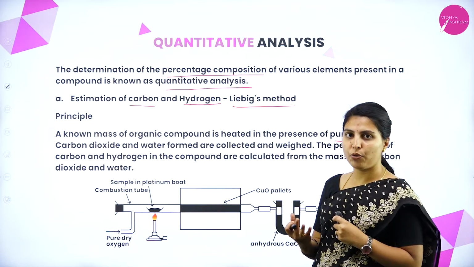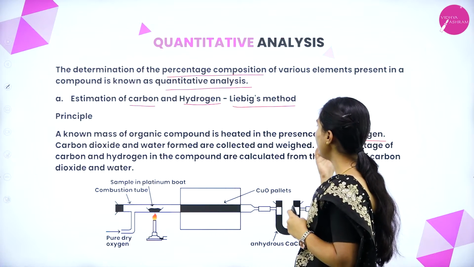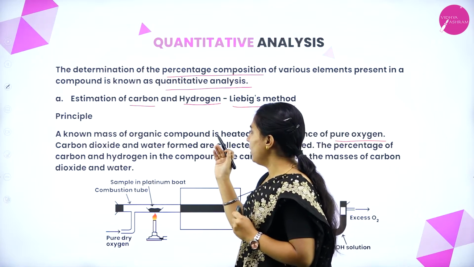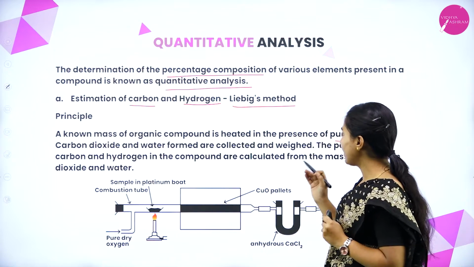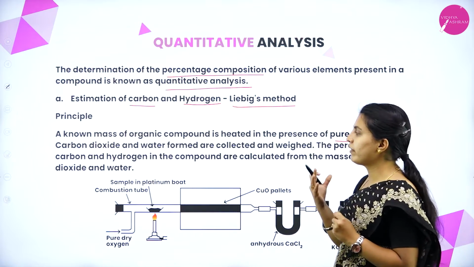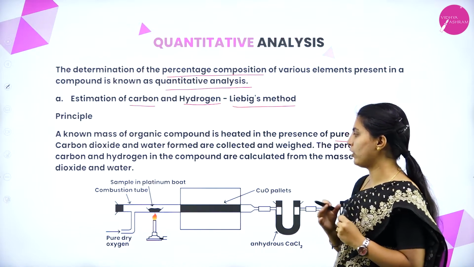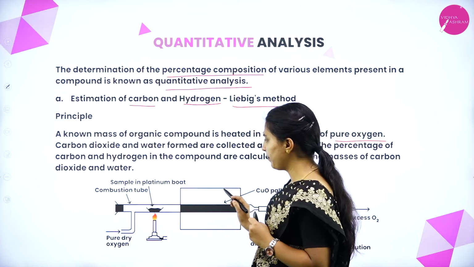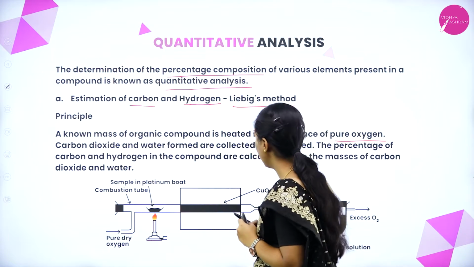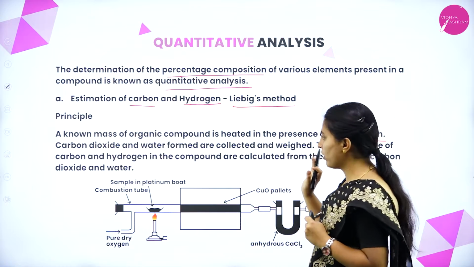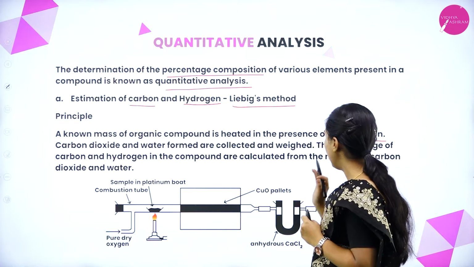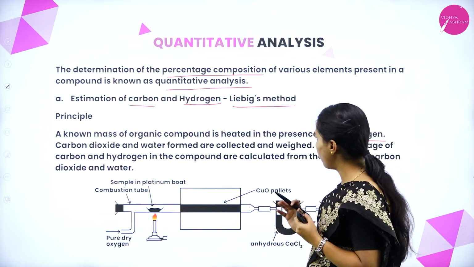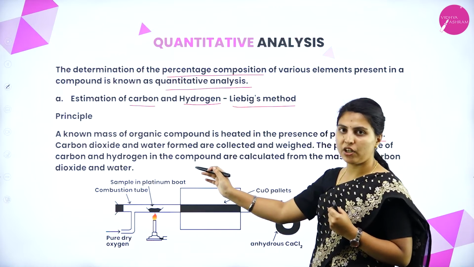A known mass of organic compound is taken and heated in the presence of pure oxygen. The carbon dioxide and water formed are collected and weighed. The percentage of carbon and hydrogen in the compound is calculated. See here, pure oxygen is given, and this is the combustion tube where the compound is heated. Whatever carbon dioxide and water is formed will be collected and weighed. The percentage of carbon and hydrogen is calculated from the masses of carbon dioxide and water.